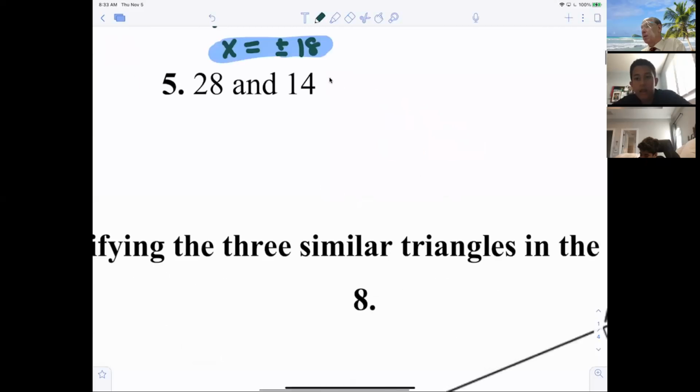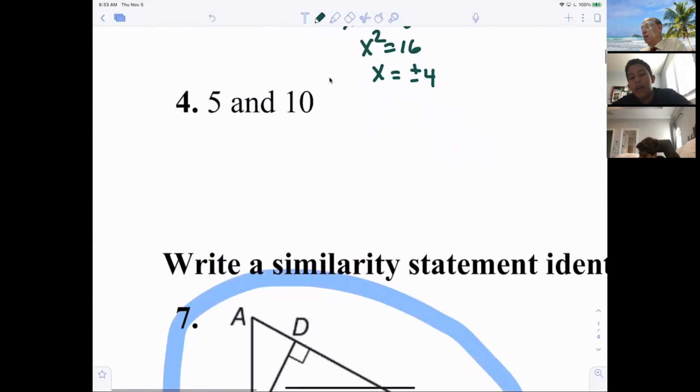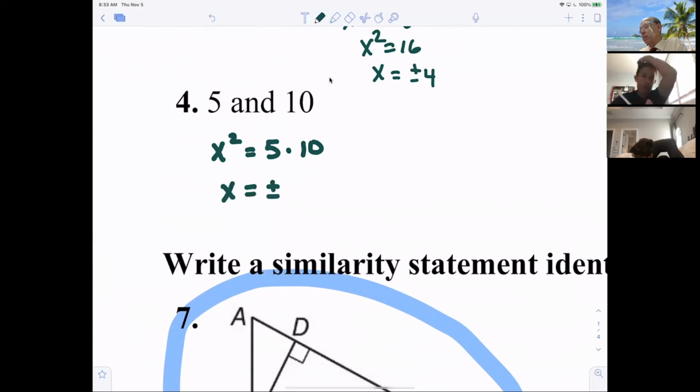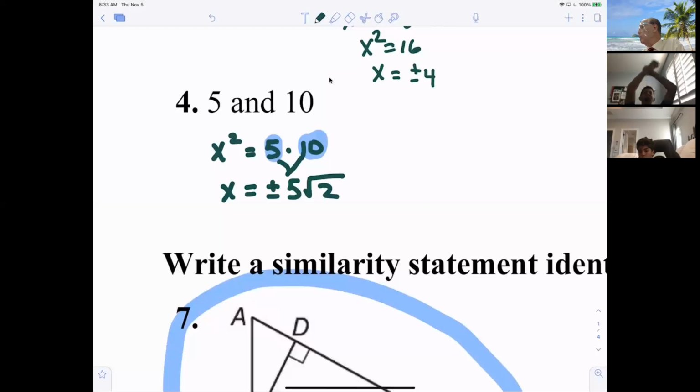Nobody? All right, let's take a look at number 4. Now we can say x squared equals not 50, but we're just going to leave it as 5 times 10. Everybody should be able to say that's going to be plus or minus 5 radical 2. How did I know it was 5 radical 2? Because there was a common what? There was a common 5. So we just pull out the 5 and leave the 2 behind. Is everybody okay with this?